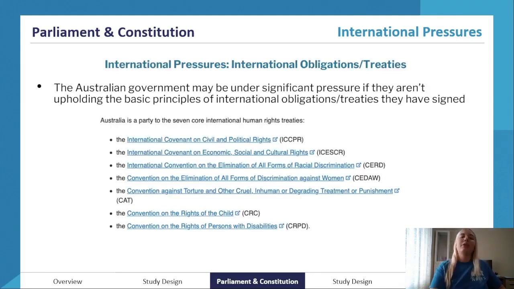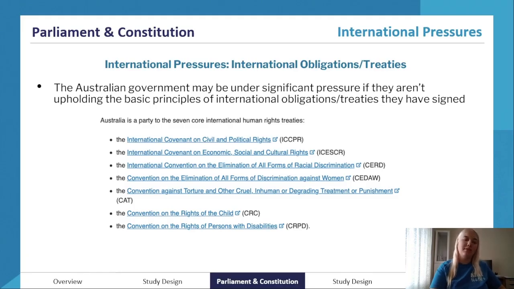So looking at the first one, obligations and treaties. The Australian government could be under significant pressure if they aren't upholding the basic principles of obligations and treaties they have signed to. So interestingly, a treaty, which we said is an agreement between different countries, and we can see some examples of them here. They're actually legally binding under international law.